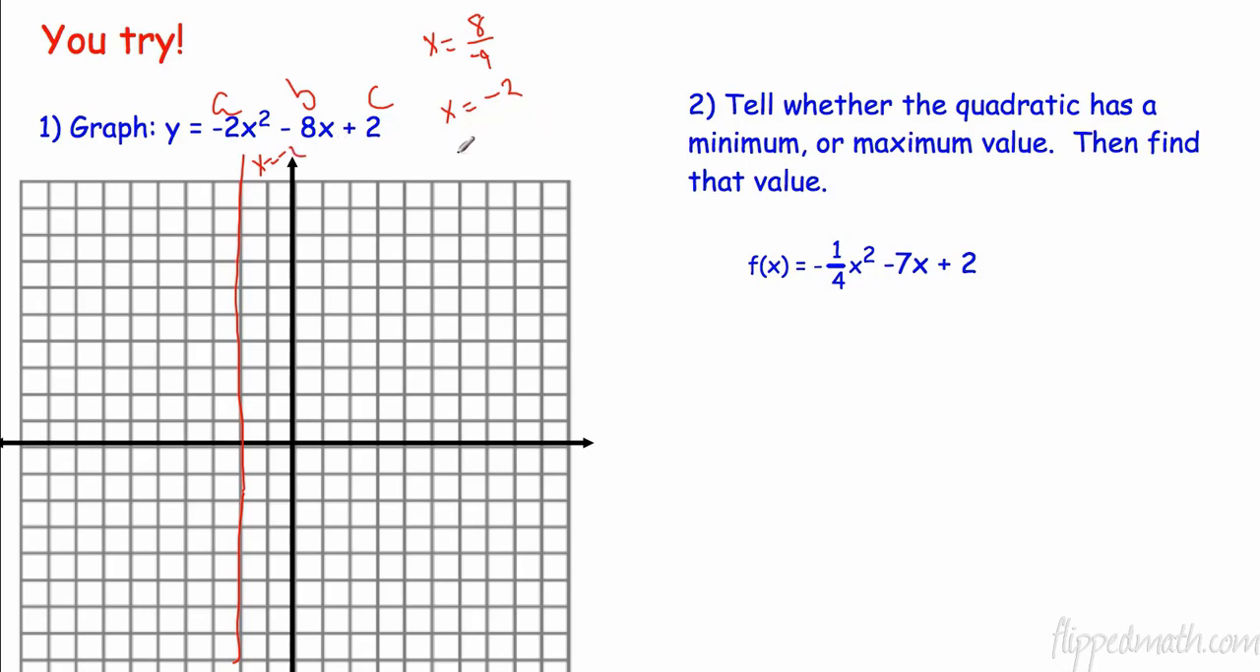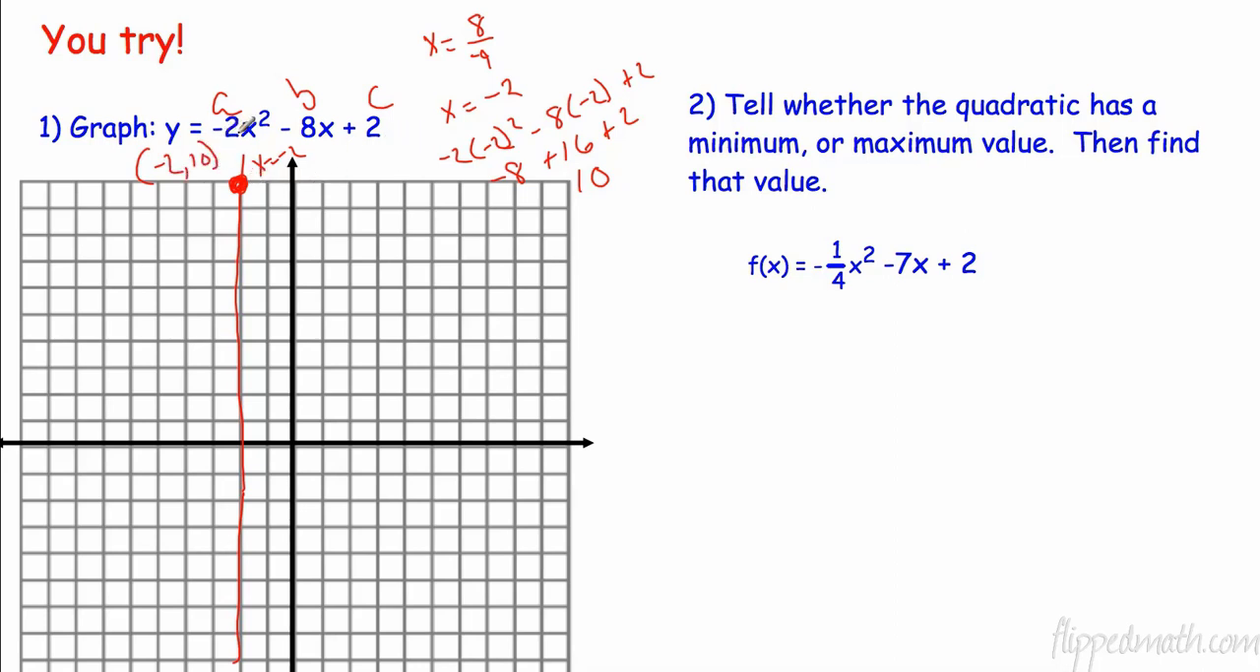Now I need to find my y. So negative 2 times negative 2 squared minus 8 times negative 2 plus 2. Negative 2 squared is 4. 4 times negative 2, that's negative 8 plus 16 plus 2. 16 plus 2 is 18 minus 8 is 10. So negative 2, 10 right there.